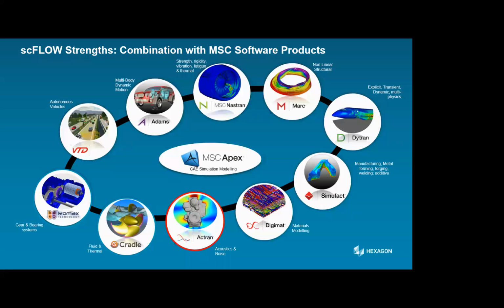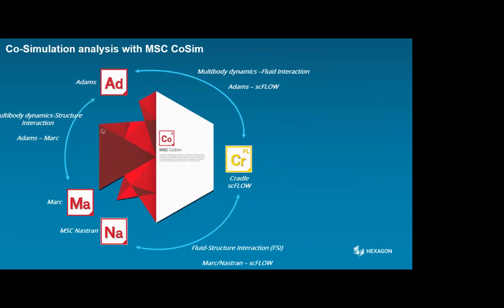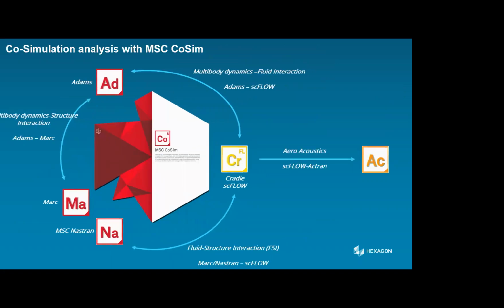Regarding MSC product, sorry. For the reason you just saw, a crucial step in MSC Software has been the development of a tool that could make a connection between different physics. That is MSC CoSim Engine. What does this actually mean? We have different software, for example, Marc and Nastran for structural analysis, Cradle SCFlow for fluid dynamics, Adams for multibody dynamics, and Actran for acoustics.